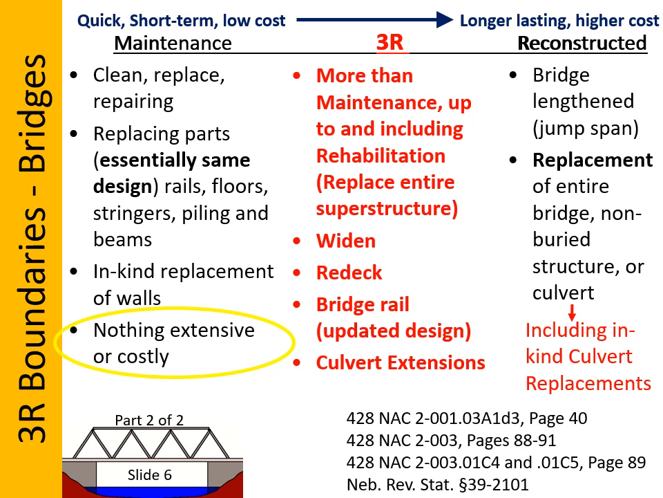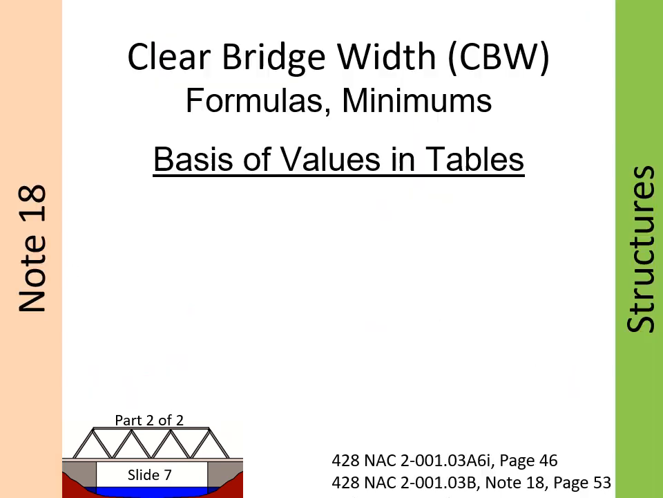Finally, the 2016 standards do allow an additional activity that needs to be added to the maintenance column. See Note 20 on page 54, which allows an in-kind replacement of a superstructure for a timber bridge with a national functional classification of local and ADT fewer than 400 vehicles per day. This will be discussed later in the video.